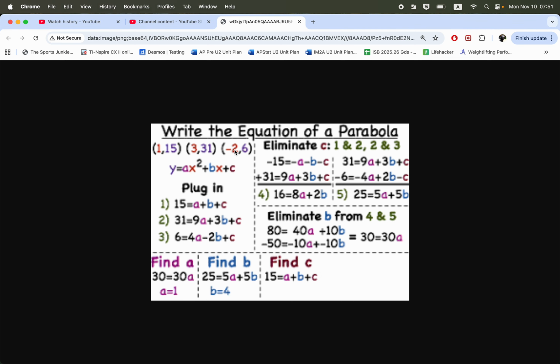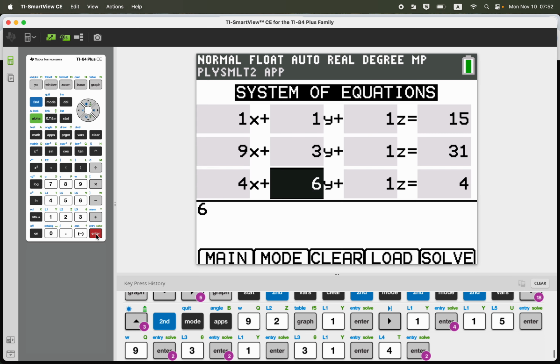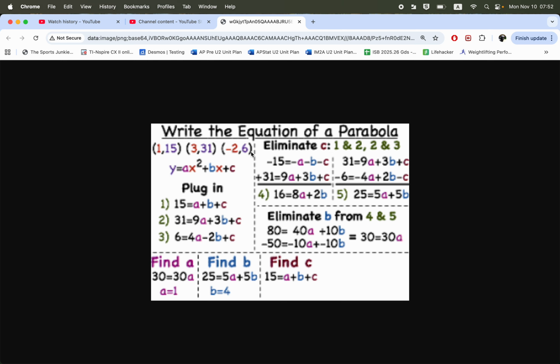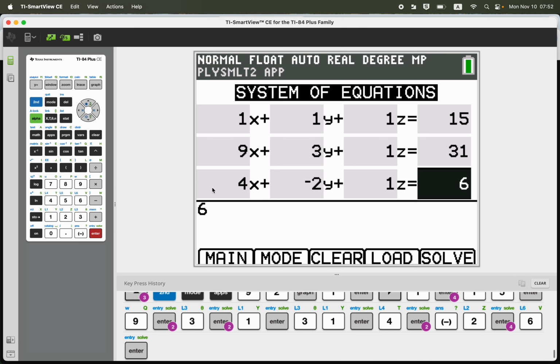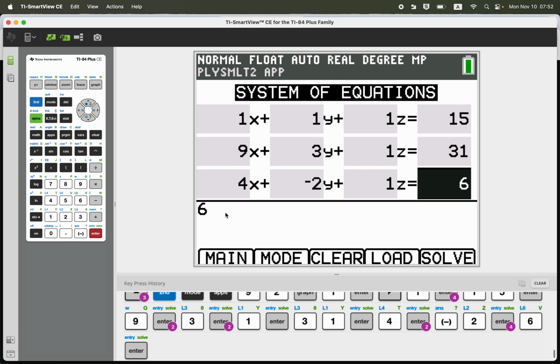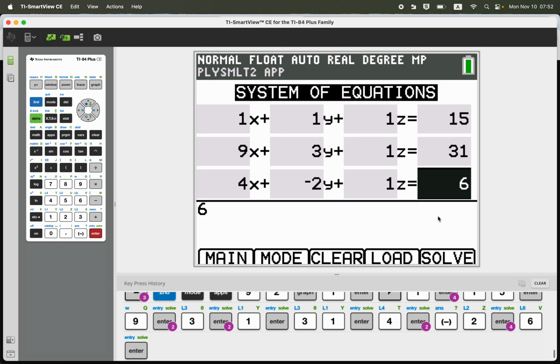So the last point is -2, 6. That means this will be a 4, because that's squared. This will be a -2. And remember, guys, with the 84, watch the negative button. If you put a minus in there, it's going to error out, so I have to use the negative here. That'll be a 1, and I can't remember, the y value is 6. So do we have the same equations? 4, -2, 1. 9, 3, 1. Yeah, 1, 1, 1, 15. Okay, so everything's set up.